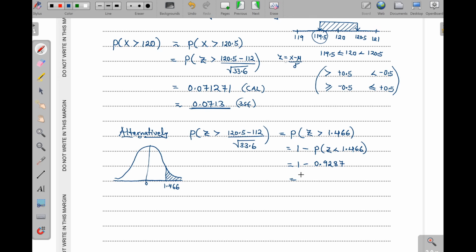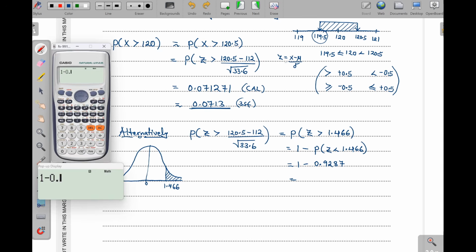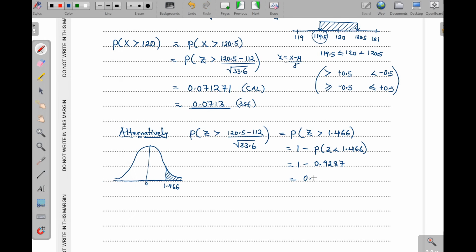Now, when we subtract here, what do we get? 1 minus 0.9287. We get 0.0713. It is even to 3 significant figures. Now, do you see that we get the same answer here? So that is that. And here I can even say I've used the table. So I can put tab. Just like that.